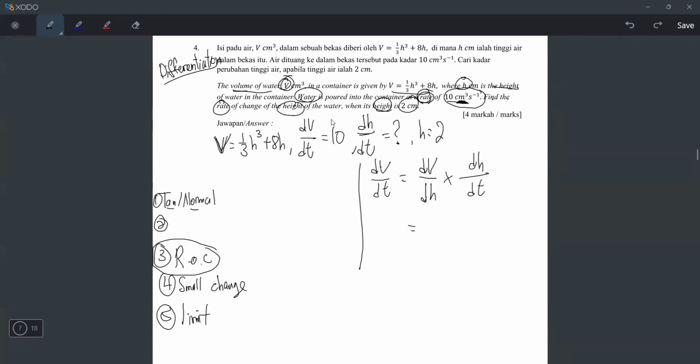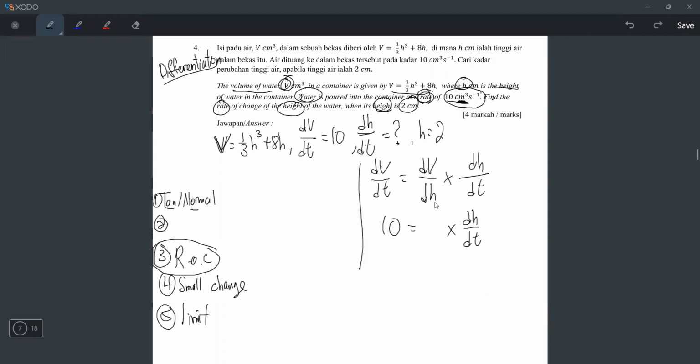What is dV/dt? Here, because I already wrote down all the information here. What is dV/dh? Okay, so far we don't have it, so I'll leave it first. What about dh/dt? dh/dt is a question mark, which means this is the final answer. This is what I want in the end, my final answer.